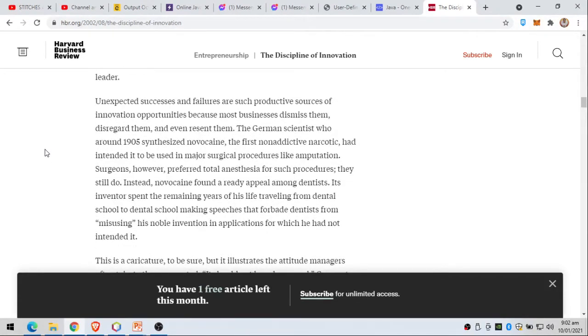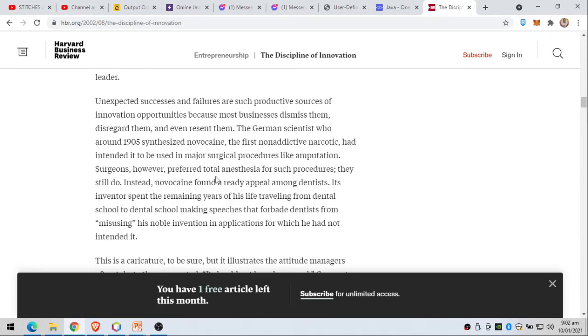Unexpected success and failures are such productive sources of innovation opportunities because most businesses dismiss them, disregard them, and even resent them. The German scientists who around 1905 synthesized Novocaine, the first non-addictive narcotic, had intended it to be used in major surgical procedures like amputation.